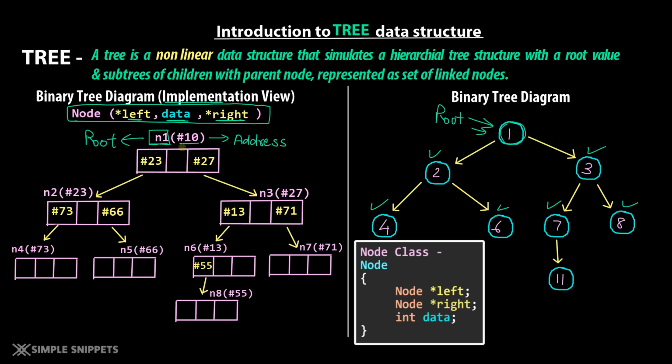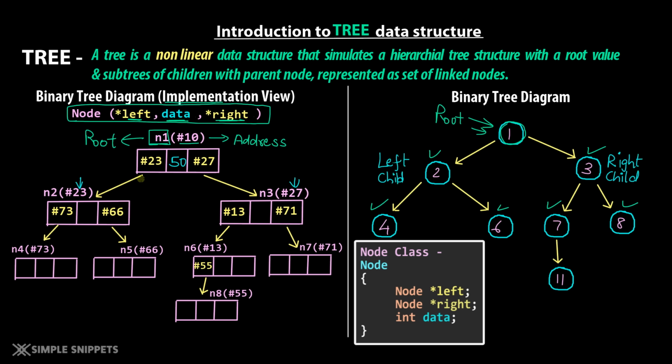Let's say it has some value of, let's say it is 50. So this 50 is an integer value. So this data would be of type int. Of course, it can be anything, but for simplicity purposes, we've taken int. Then we have N2 and N3 created at address locations #23 and #27. Now, in a binary tree, we have a left child and a right child. So the child which is left of the tree obviously is known as the left child, and the one that we have on the right side is known as the right child.